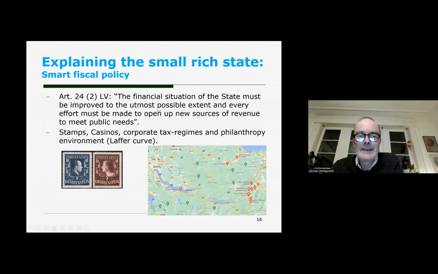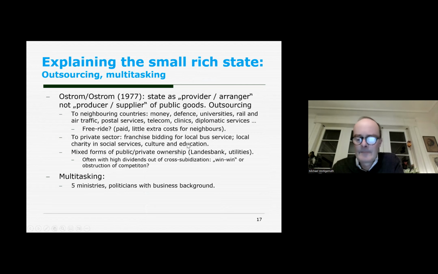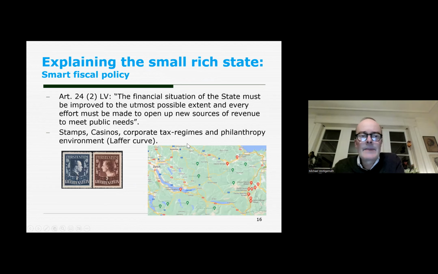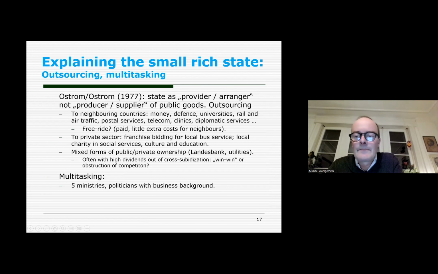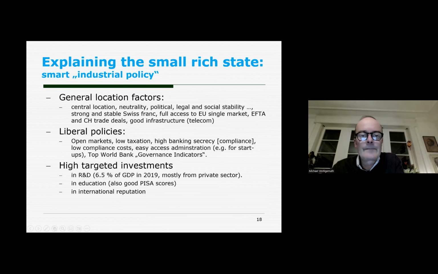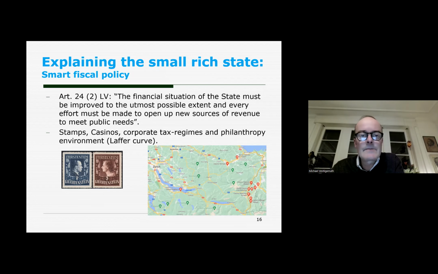And in the old 100-year-old constitution, it is said that the financial situation of the state must be improved to the utmost possible extent, and every effort must be made to open up new sources of revenues to meet public needs.